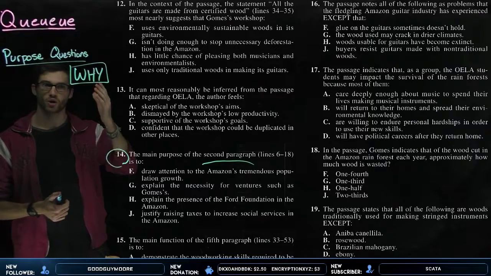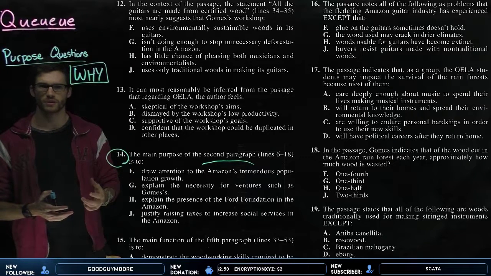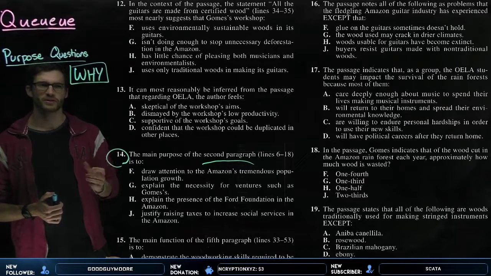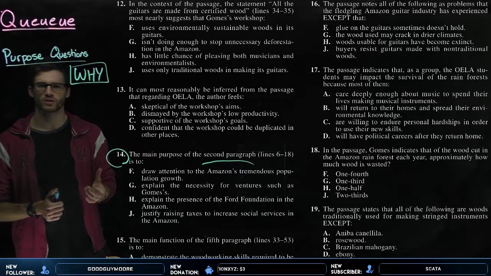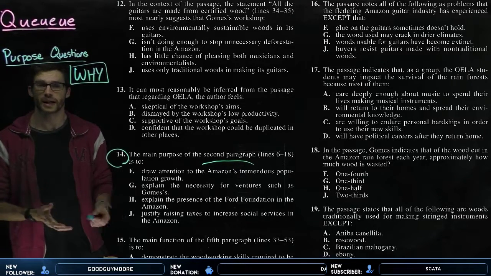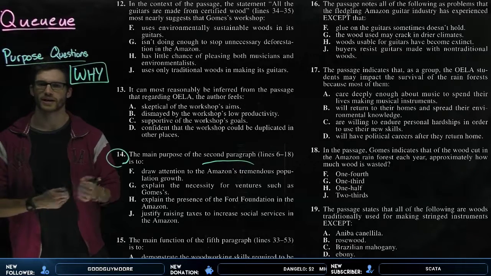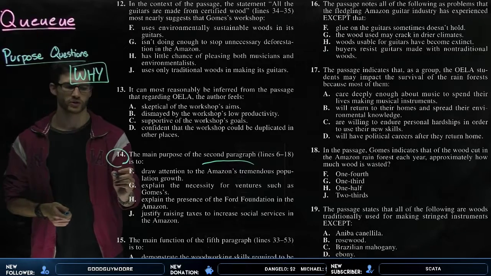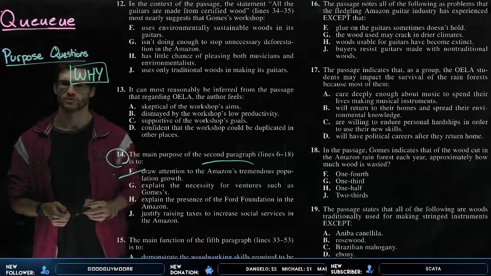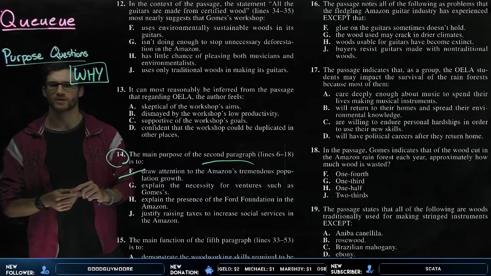The whole passage is about this guy who made this workshop school. So the point of paragraph 2 is not to draw attention to the fact that there's a lot of population growth, because we don't really care. It's just a little bit too specific. So I don't like F for that reason. We don't want to draw attention to tremendous population growth. Now, G, explain the necessity for ventures such as Gomes's.